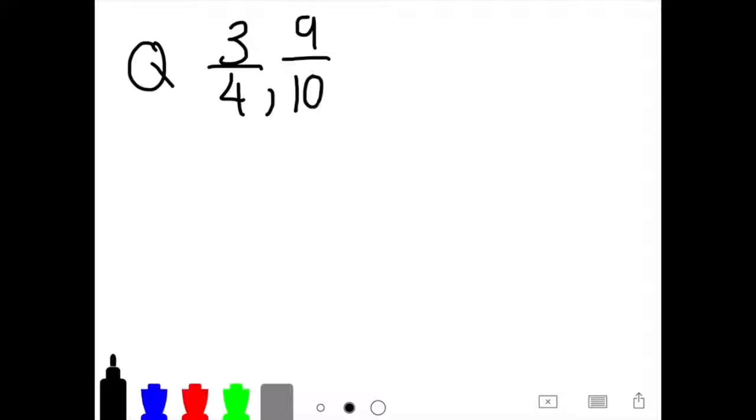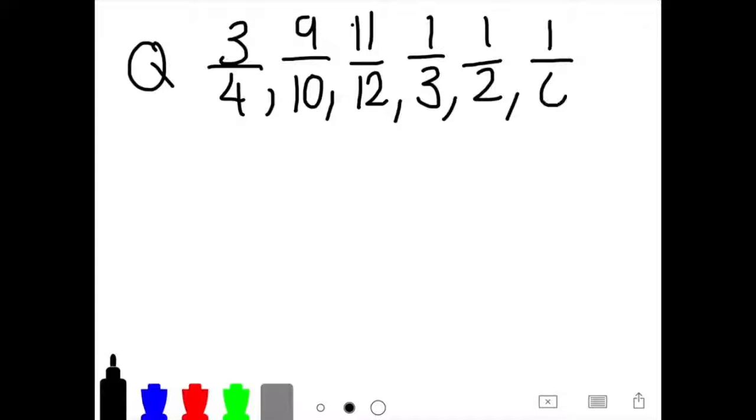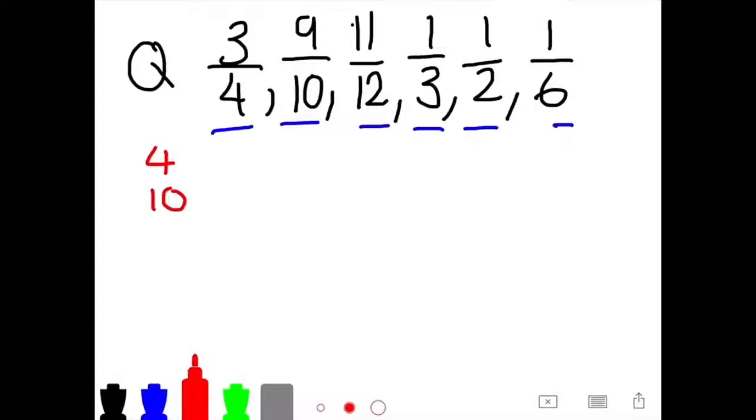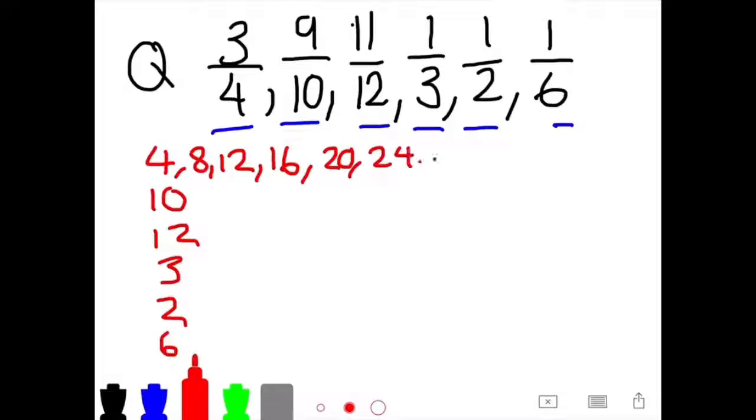So let's start with the first question. 11 twelfths, 1/3, a half, a sixth. Okay, we're going to find the common denominator for all of them. So 4, 10, 12, 3, 2, and 6. You have to use common sense with this one, but just go into your timetables and you'll find 60 and 4.